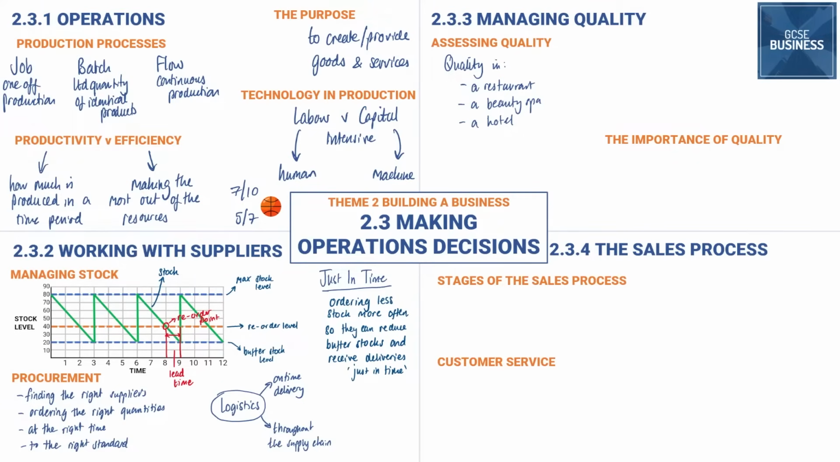Let's go through these. A restaurant, while quality in a restaurant is not just the quality of the food, although that is really, really important. It's also the quality of the experience, the quality of the service. It's the quality of the atmosphere. It's the quality of the seating and the view out the window and all of those different things. All of those things make quality important.